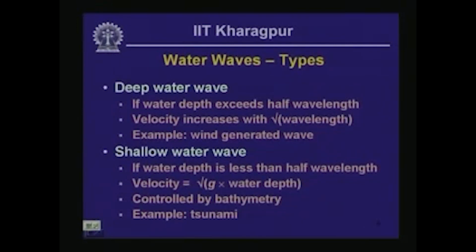So, a wave that has got a longer wavelength is going to travel faster in this particular case. Example of this class of wave is wind generated wave, such as storm waves. Then on the other end of the spectrum, you have got shallow water wave.